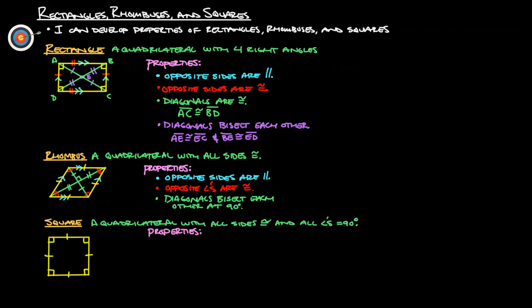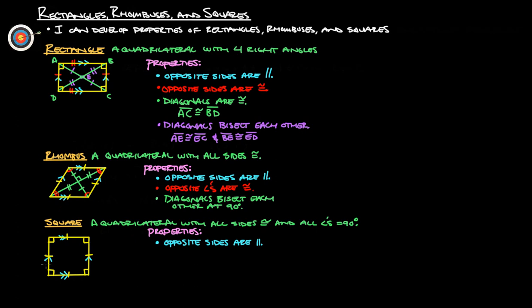Next thing, square. It's a quadrilateral with all sides congruent and all angles 90 degrees. Since all angles are 90 degrees, it also means that this is a rectangle as well, right? And all the congruent sides means that this is a rhombus. Special properties of a square.